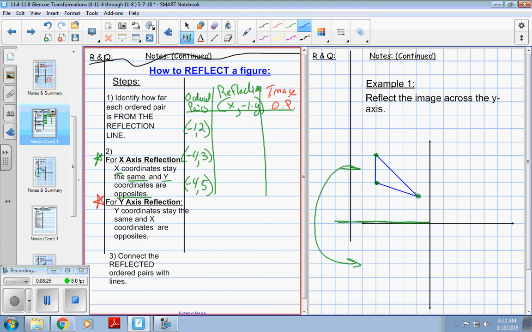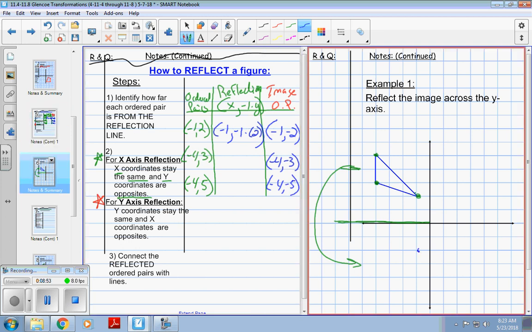And that's how you would still substitute in this. I know we can do this in our head, but again, I like to model how it should happen, so when it gets a little harder, you still know what to do. And the new ordered pair would be -1, -2. And we would do that for each ordered pair. We have -4, -3, and we have -4, -5. All we have to do now is plot those ordered pairs.